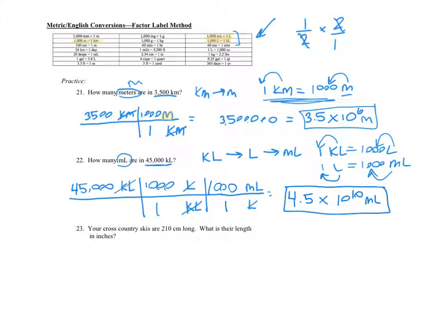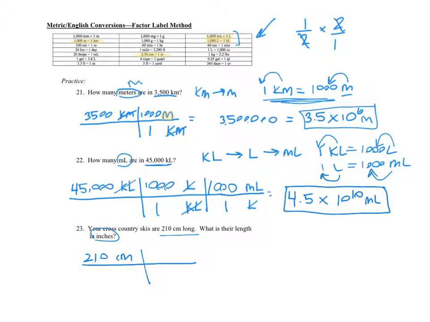So we now have 210 centimeters. That's what I'm given. Remember, you always start with what you're given, include the unit, and make your tic-tac-toe board. It says your cross-country skis are 210 centimeters long. What is their length in inches? So I'm going to go up to the top and start looking to see what I can find. And I see that we have inches to centimeters, and that's going to work for what I'm asking for.